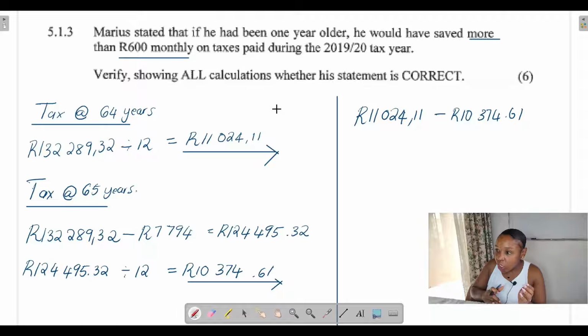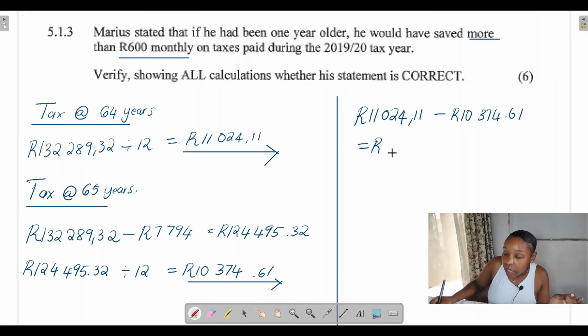You understand? So it's going to be 11,024.11 minus 10,374.61. Just simply punch that into a calculator. You will get that when he's 65 years old, he would have now paid how much?